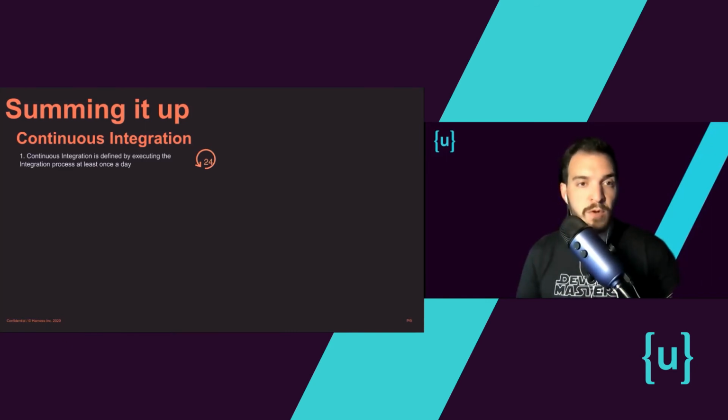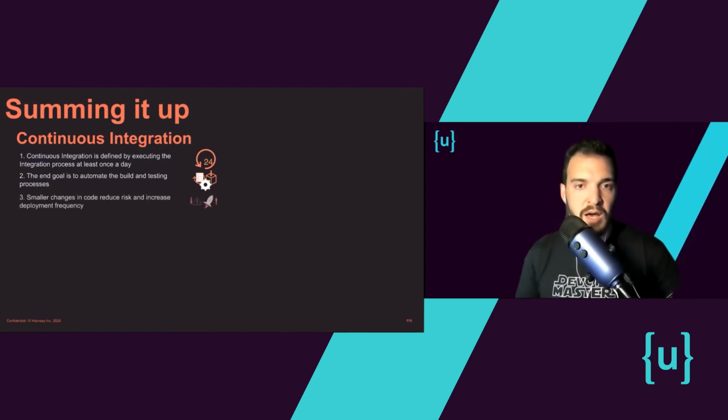So if you want to be full on continuous integration, you need to be doing these things at least once a day. Now, the end goal of continuous integration is to automate the build and testing process. If you can automate the entirety of the local and the main or trunk build and test process, and you can expand and iterate on that, that's the end goal. Because now we're reducing the amount of bugs showing up in our code, reducing troubleshooting efforts, and making significantly less risky deployments, which is the next step. When you're doing small changes in code, you're reducing risk and increasing your deployment frequency. It's another massive benefit of continuous integration.